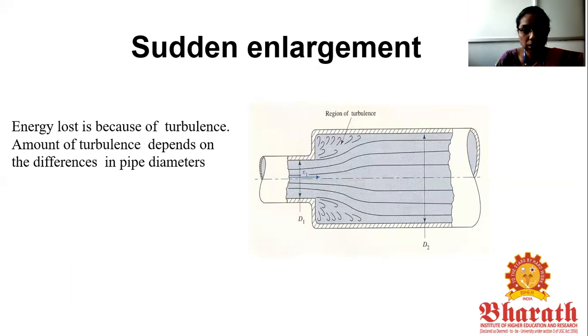Here you can see the two sections, section 1 and 2. The diameter at section 1 is denoted by D1 and the diameter at section 2 is denoted by D2. So D2 is larger than D1. The fluid flowing in the pipe of diameter D1, traveling at velocity V1, when it enters the larger diameter pipe, the turbulence is generated, which is shown in the diagram.